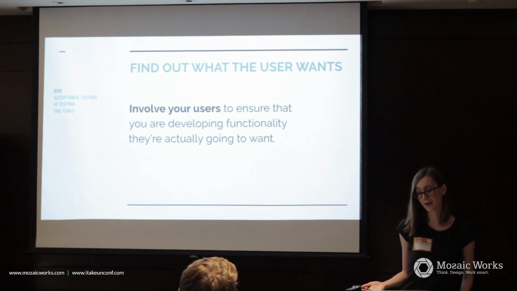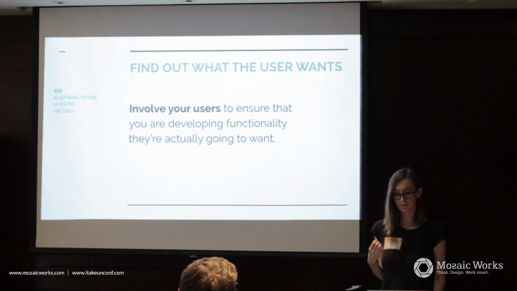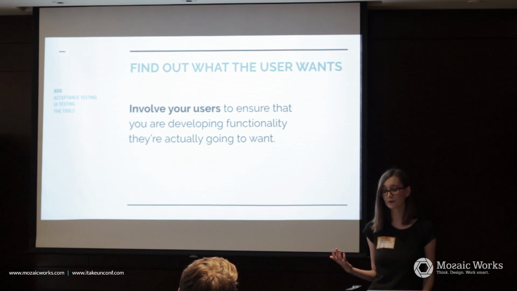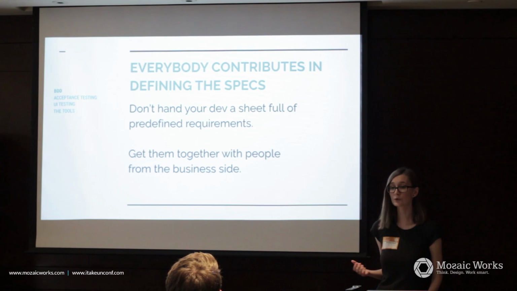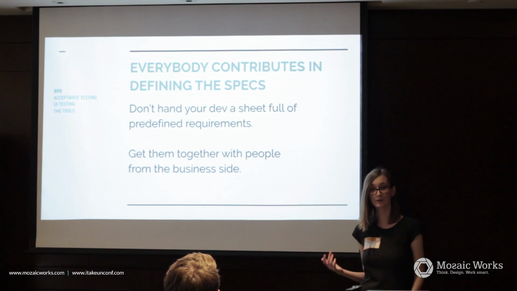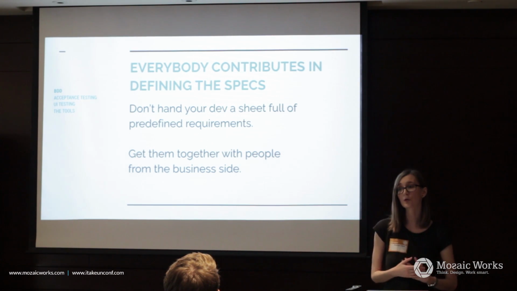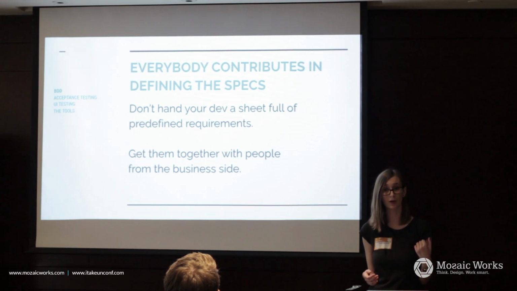So if you want to give this a try, keep in mind that you need to find out what the user wants. So it's very, very important to involve them to make sure that you're building something that they will actually use. And speaking of involvement, everyone in the team should contribute to defining the specs. For example, as a mobile developer, you have to know a bit about the backend, you have to know what Apple recommends as their design guidelines, so you can bring this knowledge to the meeting, and you can also find out what the business owner wants you to build, why, and so on.